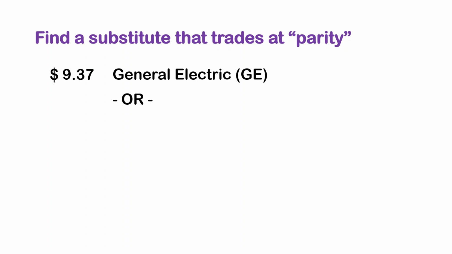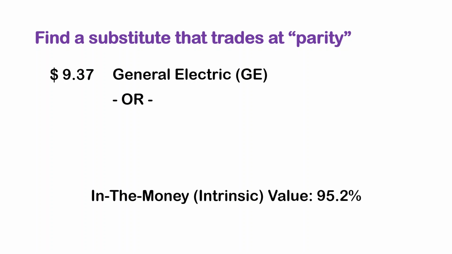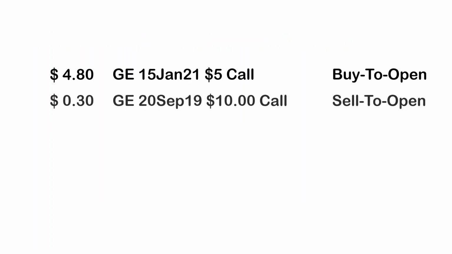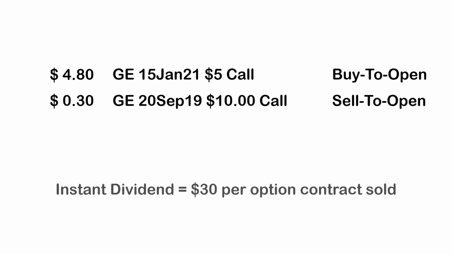So we could pay $9.37 on GE, or if we want to find an option that's trading at parity, we can do the GE 2021 LEAP, $5 strike price. It only cost us $4.80. A little more than half. Now again, I'm going to show you a buy-write. $4.80, 30 cents for selling the call, instant dividend of $30, but now the $30 is on a much smaller investment.